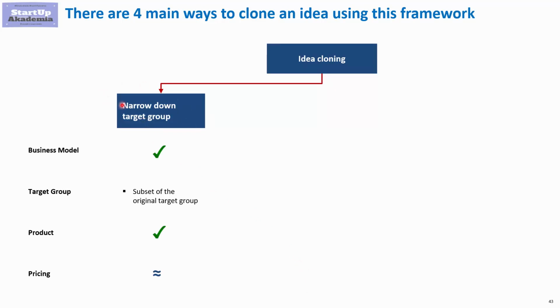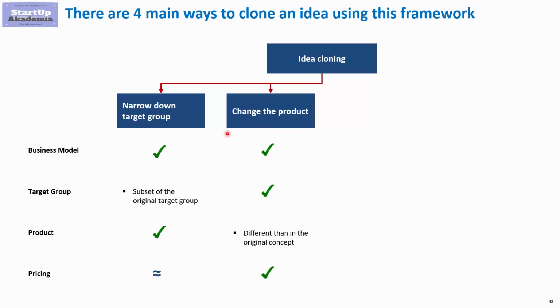There are 4 main ways to clone an idea using this framework. You can narrow down the target group. In this case you target a subset of the original target group. Business model and product remain the same. When narrowing down the target group, you may be altering the pricing as well.